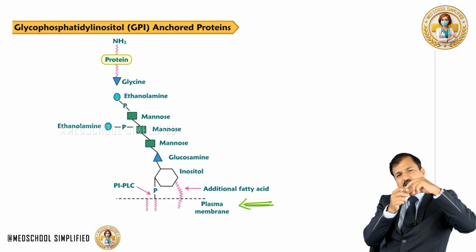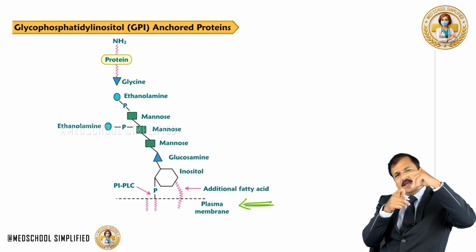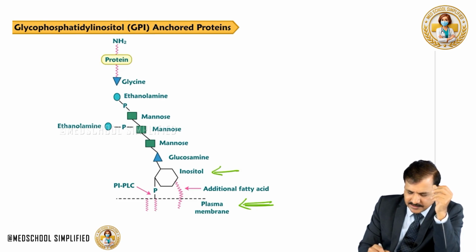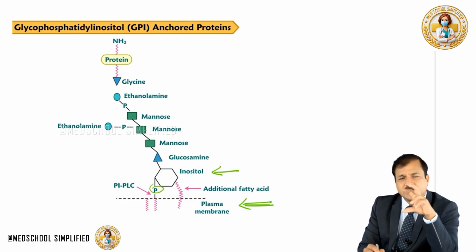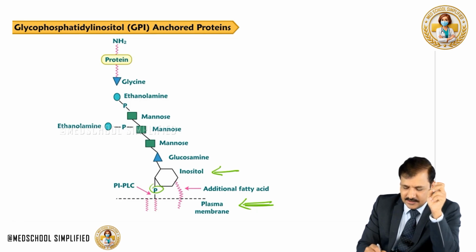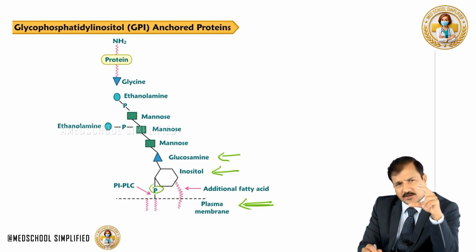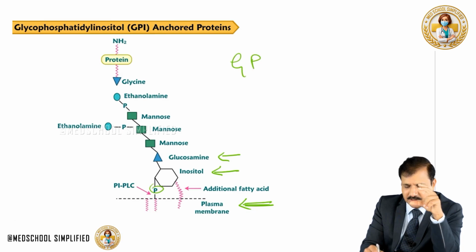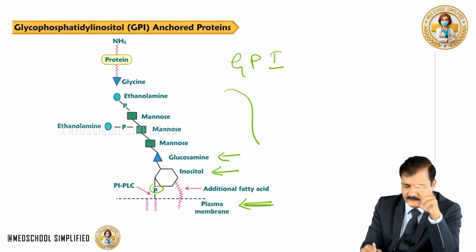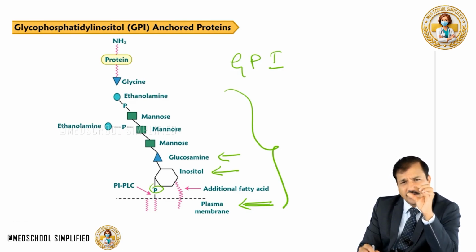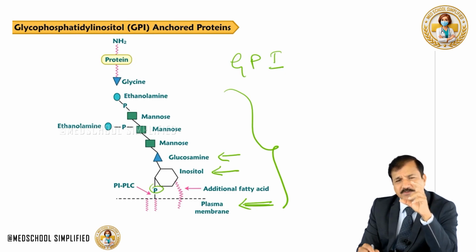and there is a phosphatidyl inositol phospholipase C enzyme which can remove that. After that, the second molecule attached is inositol, which is phosphorylated. That is phosphatidyl inositol. And then to that inositol, there is an attachment of glucosamine. In order to build this glycophosphatidyl inositol structure, each one of them needs to be brought by a specific enzyme.